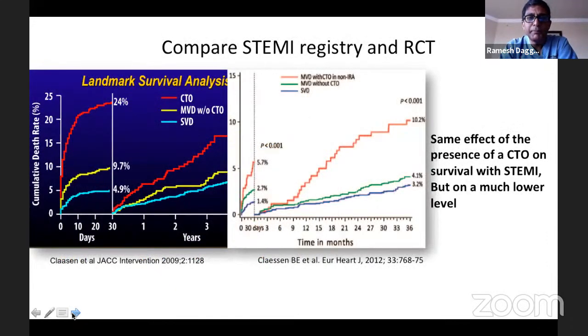So if you compare the STEMI registry, in people who had come in with STEMI and then there was a CTO, usually the mortality with CTO coexisting with STEMI is the highest, about 24%. And people with multi-vessel disease without a CTO have the lowest mortality. And so the burden of a CTO, even in STEMI patients, is much higher than actually having just a single vessel disease and a STEMI.